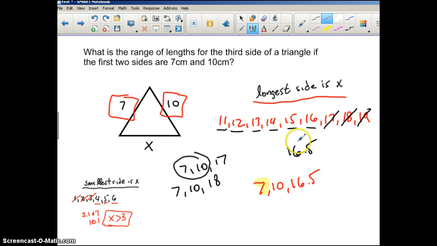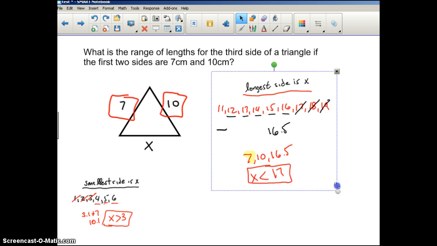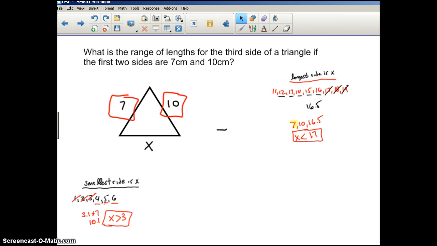So the way this is going to work is just like the smaller values, when you subtracted 10 and 7, you're going to take 10 and add it to 7 and get the number 17. And 17 does not work, but everything that is less than 17 does work. So 16.9999999 would work as long as it's smaller than 17. So now you know the values for the third side of the triangle. You know that the values have to be bigger than 3, but they also have to be less than 17. And everything in between will work.